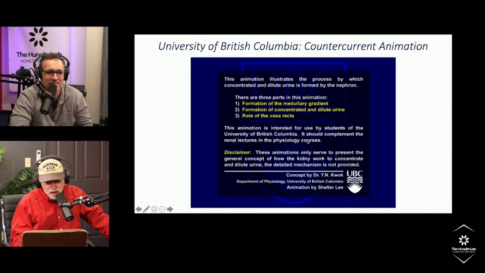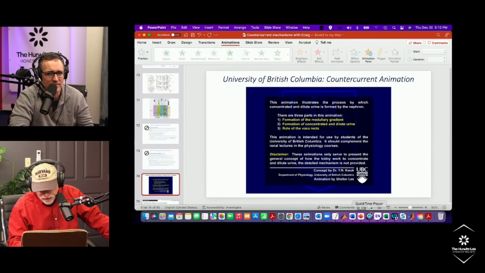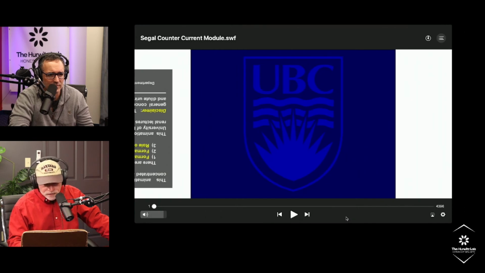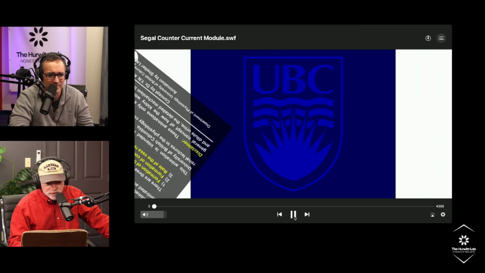And I just want to give full credit to these folks at the University of British Columbia, beautiful British Columbia. Boy, what a beautiful place. And the animation by Shelter Lee. Yeah, what a beautiful place. But let me come off the slideshow here and see if I can open up my other file. Yeah. So this is a Shockwave file. Okay. And again, it's not mine. It says Segal CounterCurrent because that's the name of the file. But this is the University of British Columbia. And let me just show you what they did here.